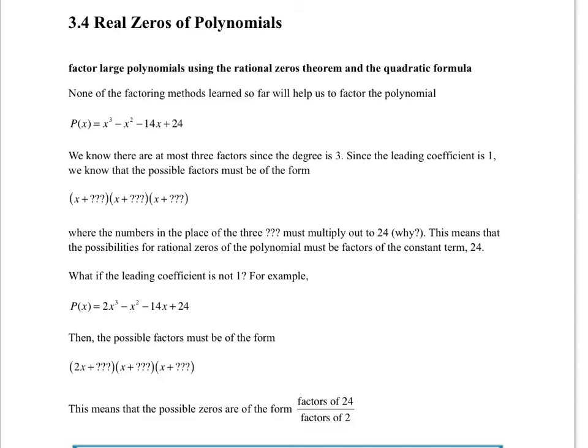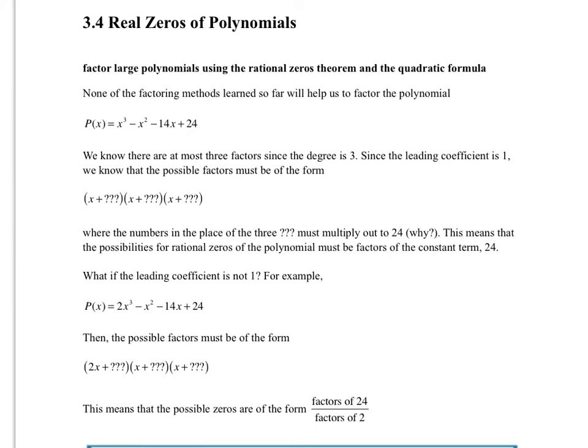Just a quick review of the whole idea behind finding real zeros of polynomials. Remember that what we're trying to do is find all the zeros of a polynomial. So here's an example of a polynomial. And the first thing we learned was that if you were to factor this polynomial, since it has degree 3, it has at most 3 factors.